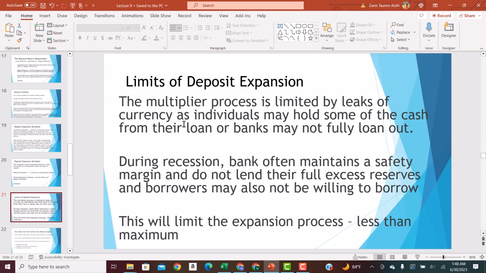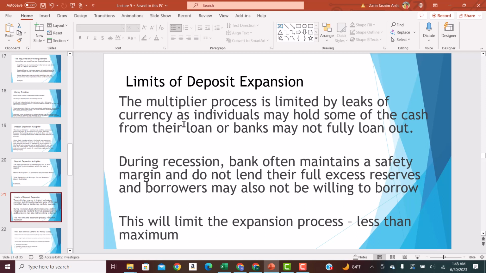So we said, when we deposit $100, the bank can lend out these excess reserves. The banking system can lend out these excess reserves several times, which eventually creates a multiplied impact. But what are some of the limitations, or what are some of the limits of this money multiplying expansion, of this deposit expansion? What are two things?